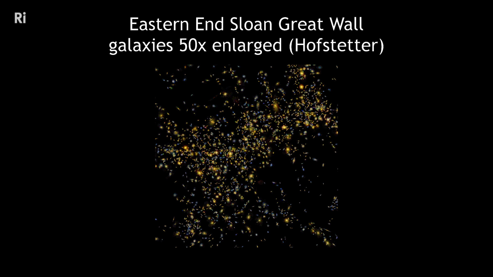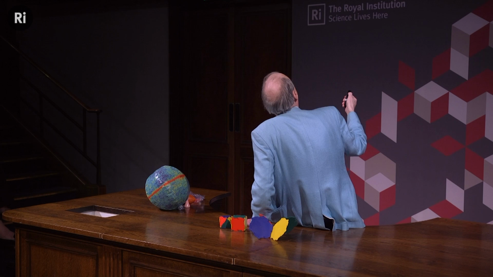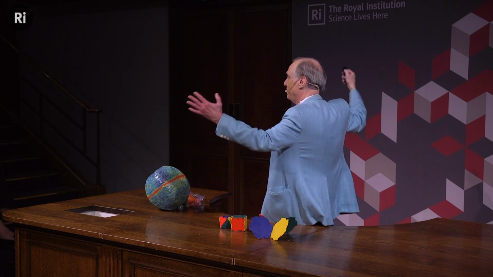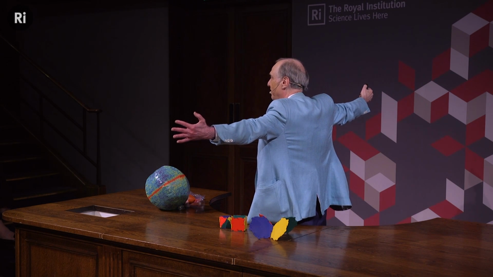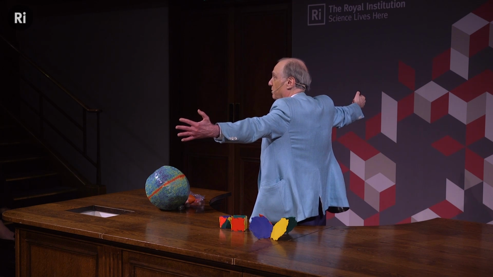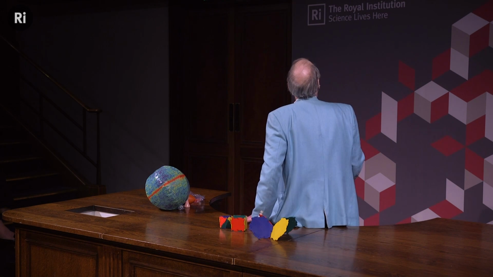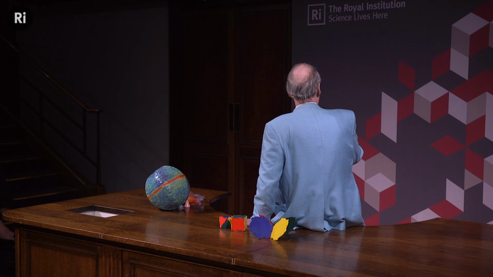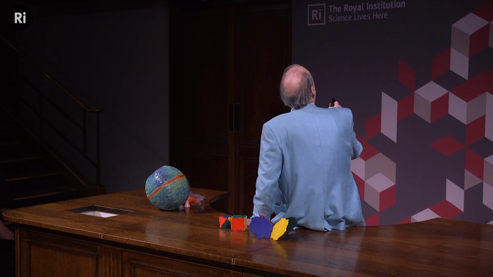And you can see all these galaxies here in this rich eastern end. But they're 50 times enlarged, so you could see them. In other words, if the galaxies were this size, this picture should be 50 times larger, showing you the vast distances between these galaxies and the tremendous size of this Sloan Great Wall.